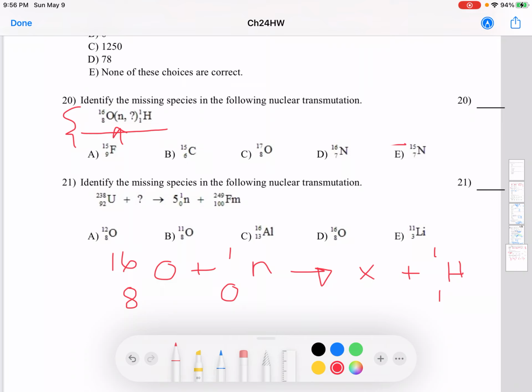From the left side, 16 plus 1 is 17. Here hydrogen is 1, so this needs to be 16, right? And then what about the charge? Can you figure out what the charge is going to be? Here you have 8 plus 0, which is 8. So this side also should be 8. You already have 1, so this needs to be 7. So you choose the element which has the mass 16 and charge 7. Okay, that's how you do the question if you are given something like that.